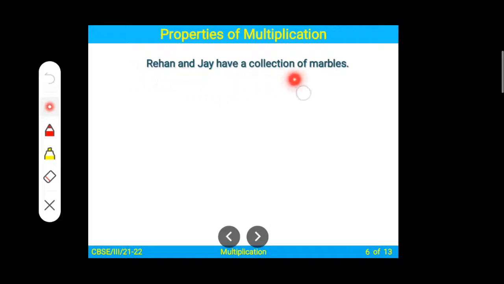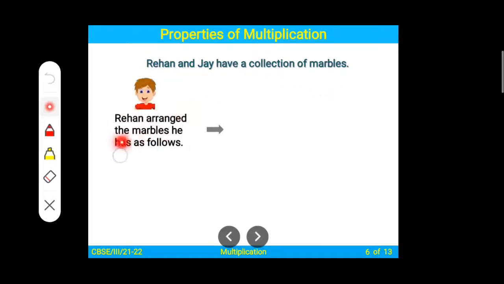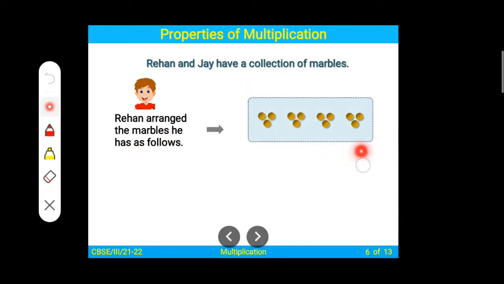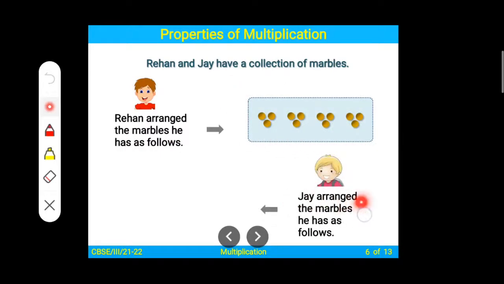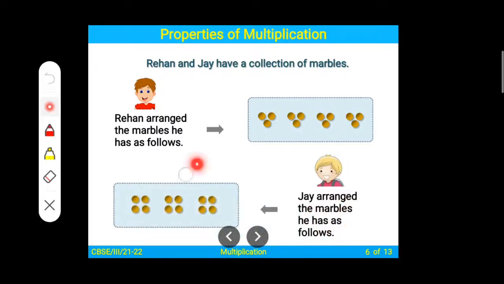For example, Rehan and Jay have a collection of marbles. Rehan arranged the marbles he has as follows. उसके पास जो मार्बल्स थे उसने उसको इस तरह से अरेंज किया. नाउ टर्न फॉर द जय. Jay arranged the marbles he has as follows, like that.